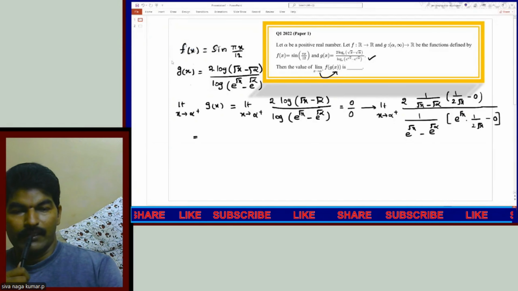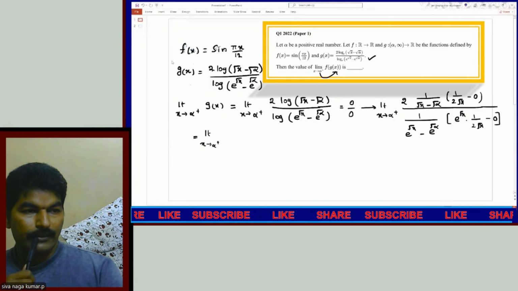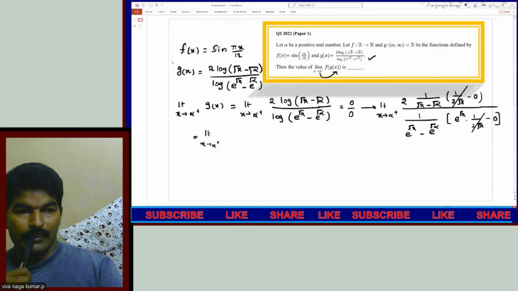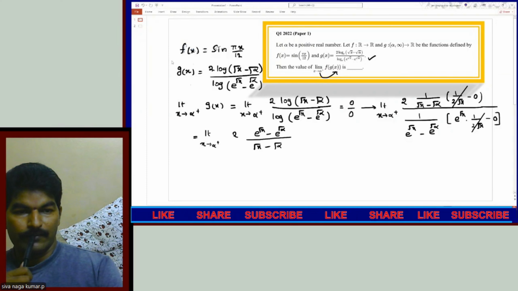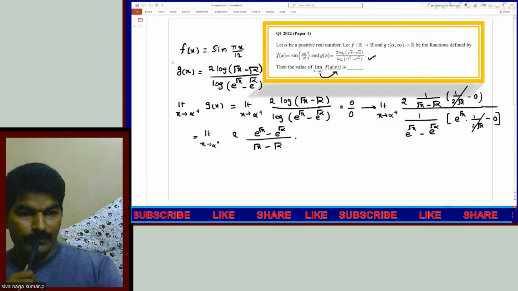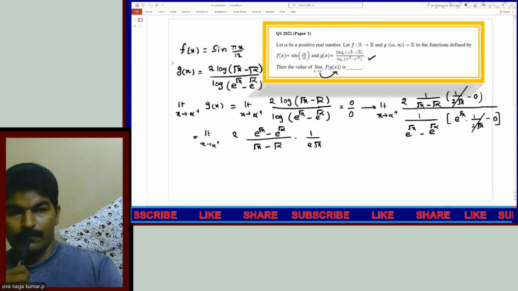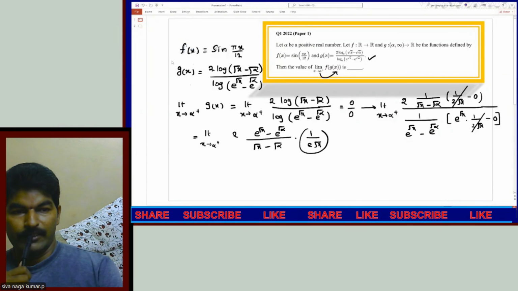And see, limit x tends to alpha plus. You can cancel the 1 by 2 root x terms together. And the denominator of the denominator becomes the numerator. So 2 times e power root x minus e power root alpha divided by root x minus root alpha, and multiplied by what is left here, 1 by e power root x. Now we will substitute the limit in this part.